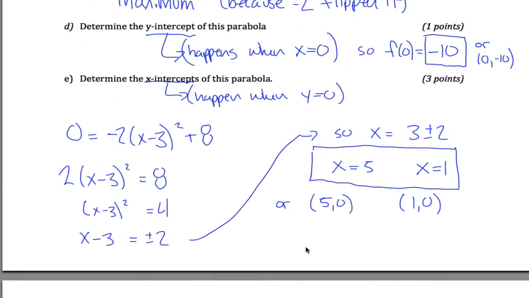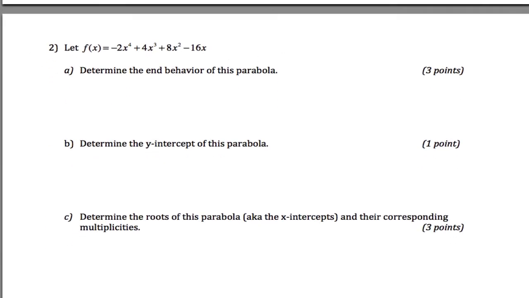That's everything in problem 1. Problem 2. Given another parabola, although this time it's not a quadratic trinomial. Now we have a 4th degree parabola here. First thing, determine the end behavior. To figure out the end behavior, all you got to do is look at this first term, and the exponent is even, and the coefficient on it is negative. So what that means is it's going to go down when we go to the left and down when we go to the right.